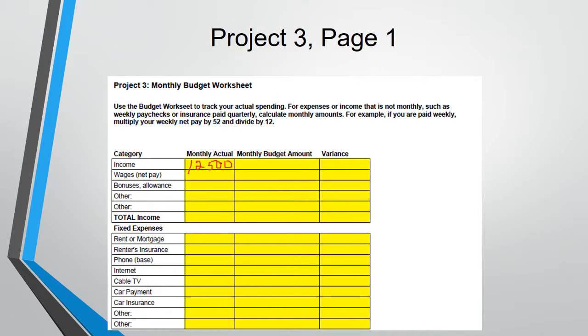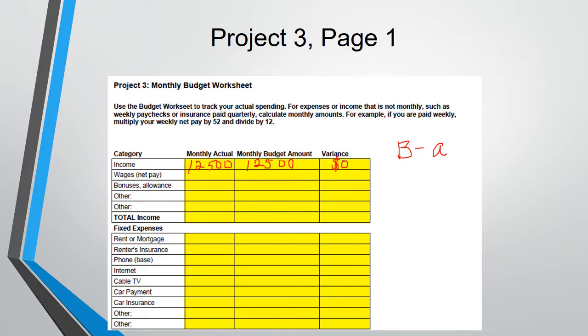For the most part, the income category, your monthly budget should be about the same. So every month you're expected to get the same amount of pay every single month if you're working full time. So if that's the case, you want to write 12,500. However, if you plan on working, let's say part time, your budget might be different, but for the most part, it should be the same. Your variance. So, variance is the budget minus the actual. So, in this case, it should be $0 since they are the same.